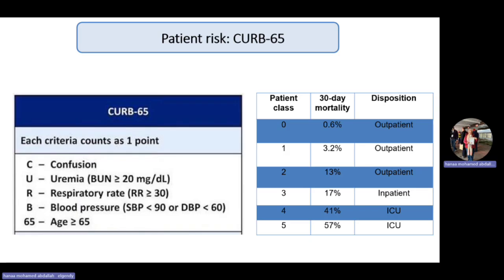Okay, while for the group index or group risk score, each criterion counts as 1 point: confusion, uremia, respiratory rate, blood pressure, and age more than 65. This score will classify whether the patient will be managed as an outpatient, inpatient, or in the ICU according to the patient score, and the worst score is 4 or more.